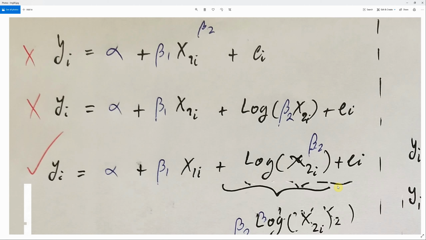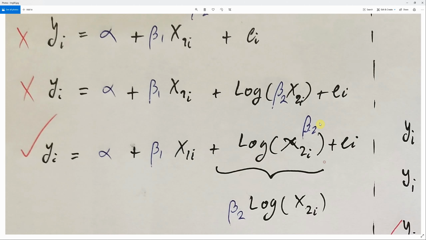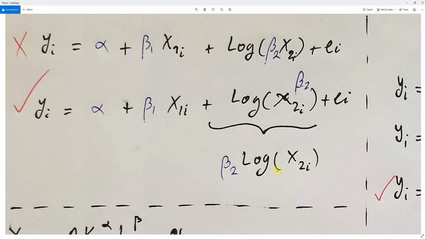These are all those three equations. And you can see the unknown parameters are in a different color. In the first one and the second one, we see that beta 2 is causing a problem for us, so we cannot have a linear function. There are these nonlinear relationships that make our equations nonlinear. But in the third one, we can take beta 2 from the power of x2, because it's inside the log function, and bring it out to something like this, beta 2 log of x2i.